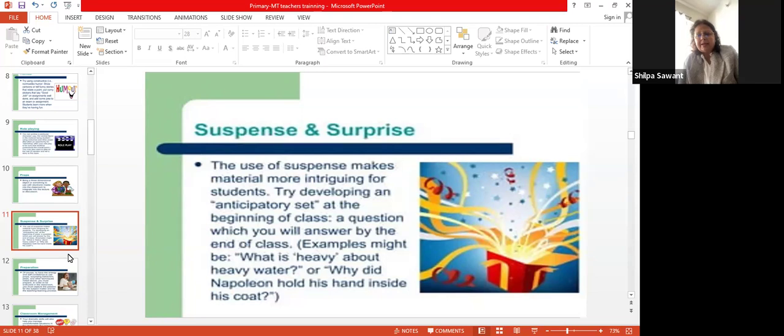Even like I have given an example here: what is heavy about heavy water? Or why did Napoleon hold his hand inside the pocket? It can be anything. And you know what? When you're teaching it, slowly the momentum increases, and then there is a climax where the child understands that okay, there is something more, the teacher is teaching something more. So this is also very, very important.